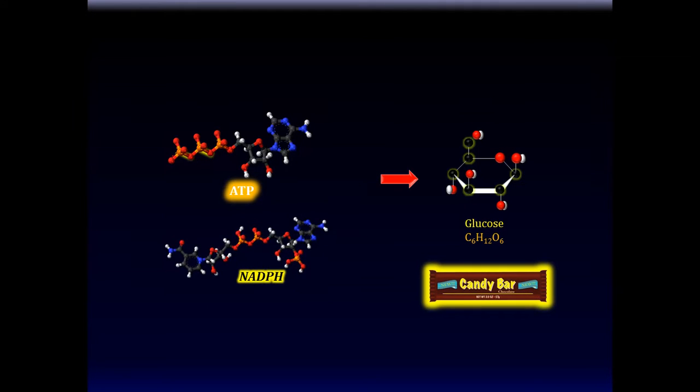Now, as I have suggested, this energy, if it wants to be stored, it stores in glucose form. So ATP and NADPH energy is converted into glucose as a stored form. So glucose, in other words, is like a candy bar. It's a stored form of energy. Correct? Okay.